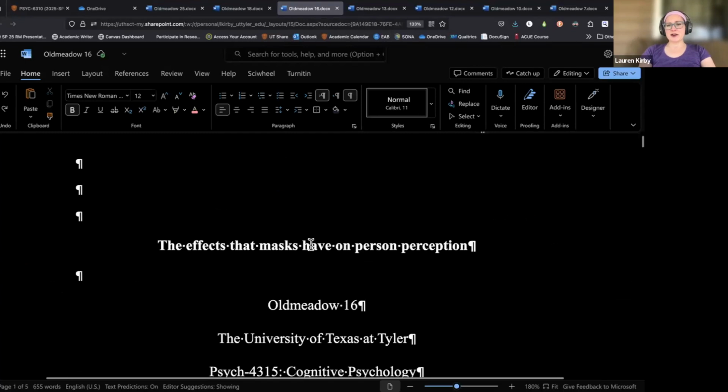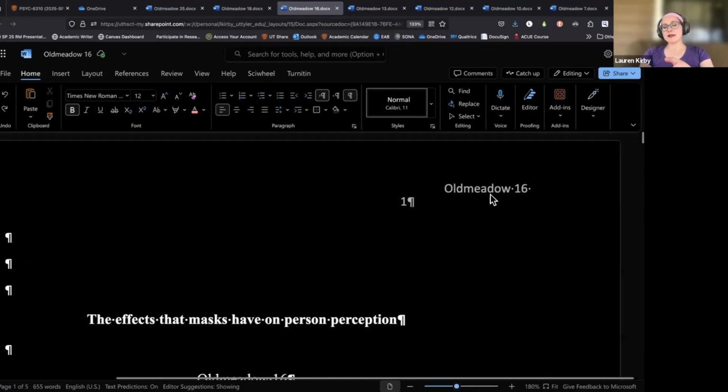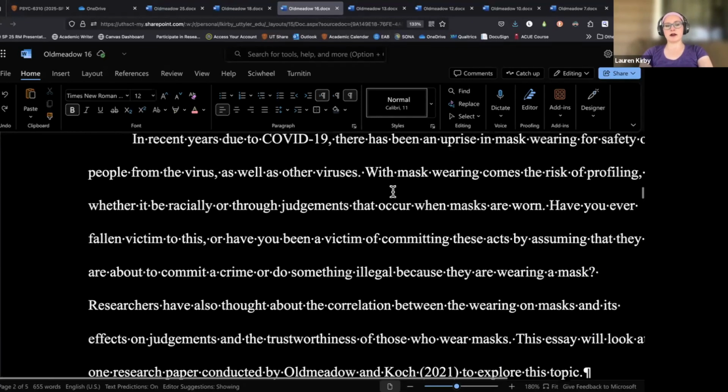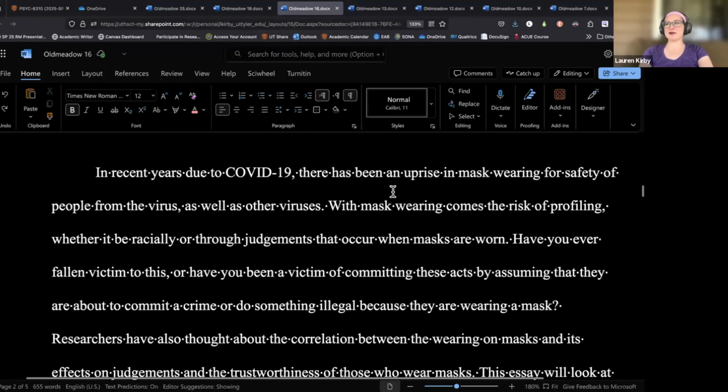Or was this one that started as a PDF? No. Also, your name is here. It's not supposed to be. I replaced your name with Oldmeadow 16. Fix it. Take your name out of headers. We don't do that in APA. We do it in MLA probably, which is where you got that from your English classes.